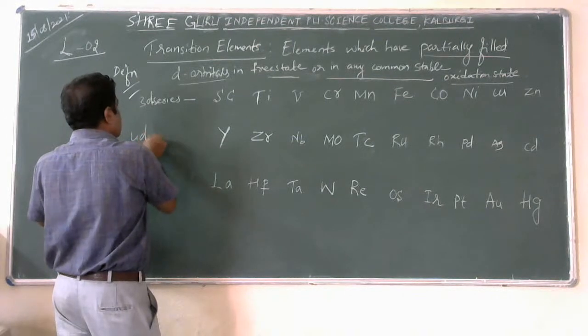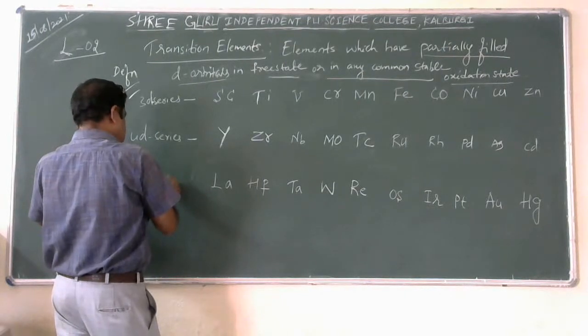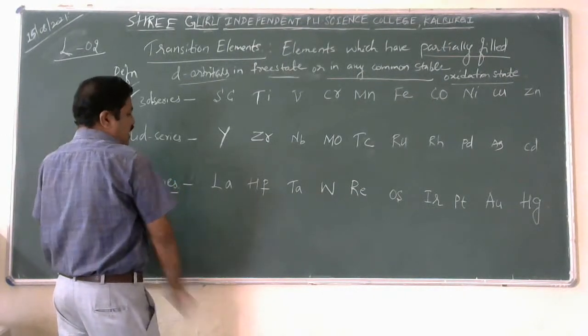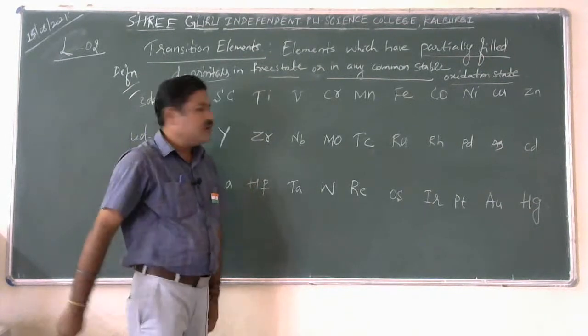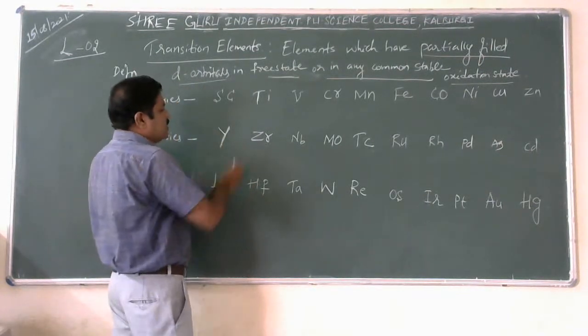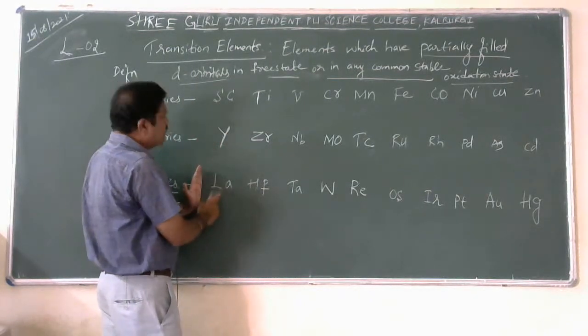Then it is 4D series. Okay, yttrium to cadmium. This is 5D series. Okay, from lanthanum to first lanthanum, then hafnium to mercury. Yesterday I already told you. Okay, like this you have to remember 3 sets: scandium, yttrium, lanthanum.